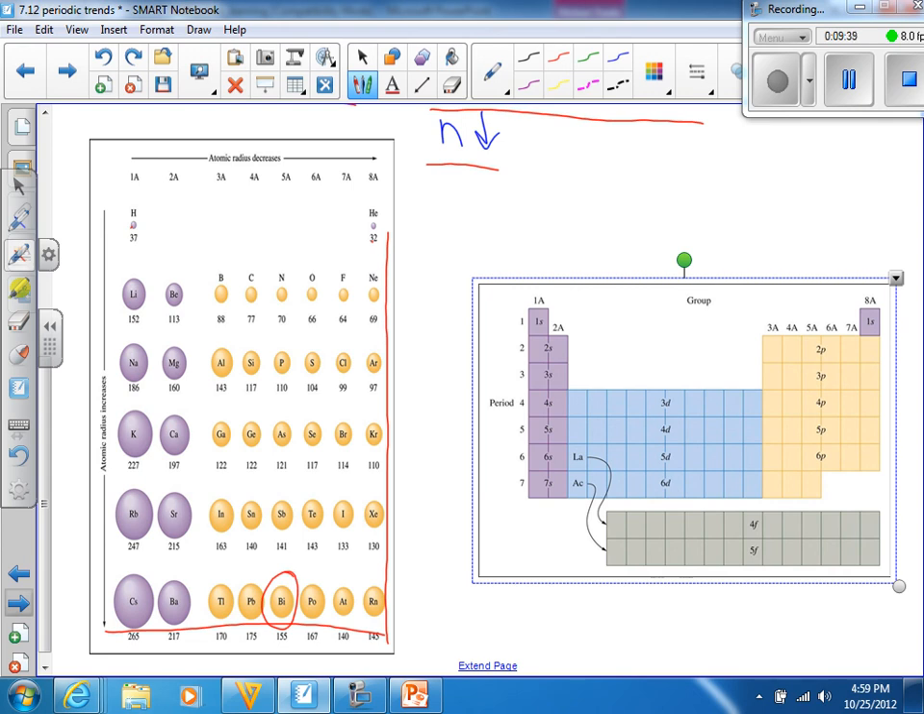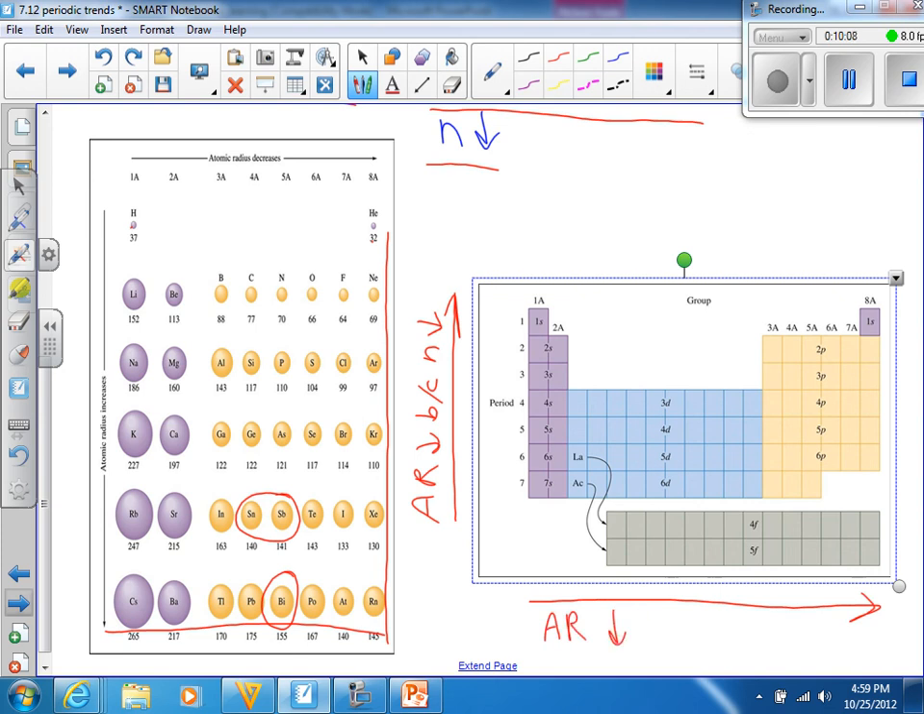Do we see any other major exceptions? These 2 look like they might be smaller than tellurium. We're not going to worry about those exceptions. So we're just going to worry about the general trend. So when we go bottom to top, AR, atomic radius, goes down because N, the number of shells, goes down. Left to right, atomic radius goes down because the effective, or the number of protons, goes up. All right, there you have it.